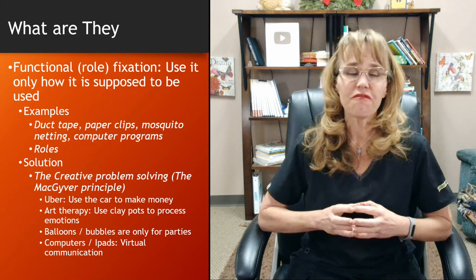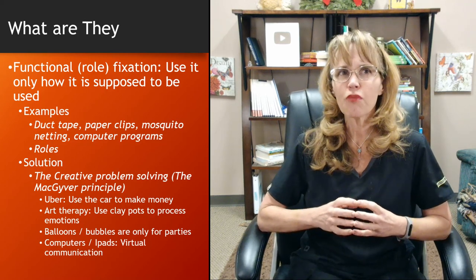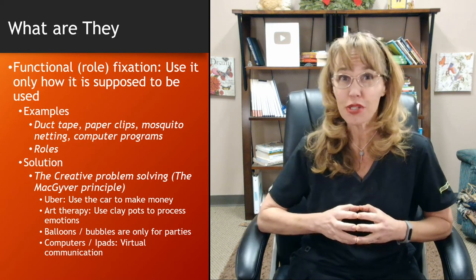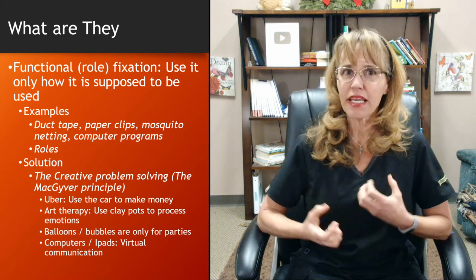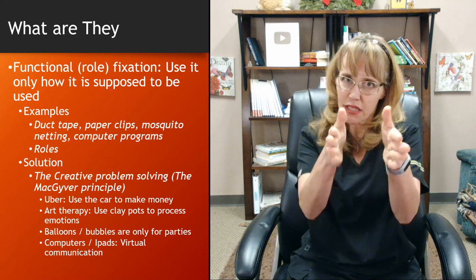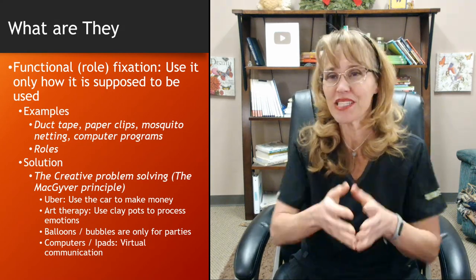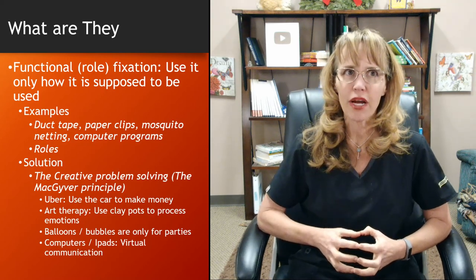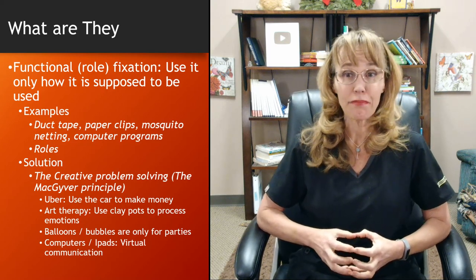Another bias is called functional or role fixation. And this is when we see things as needing to be used only how they're supposed to be used, or seeing people being in roles and only doing certain very well-defined things in their roles. And this really keeps us stuck in a box where we're not able to think creatively or adapt efficiently.